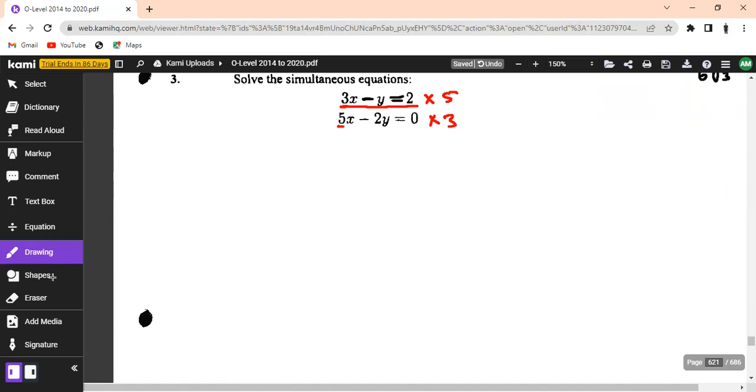So it's 5 times 3, which is 15x. So 5 times 3, that's going to be 15x in this case. Let's see what you're going to have. So this is going to give us 15x, and 5 times minus y gives us minus 5y, which is equal to 5 times 2, that is 10.